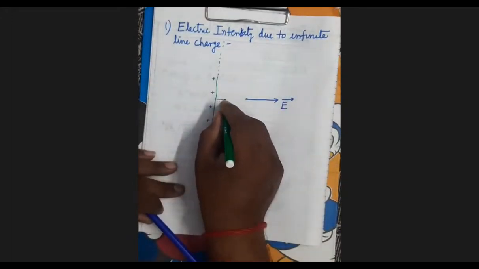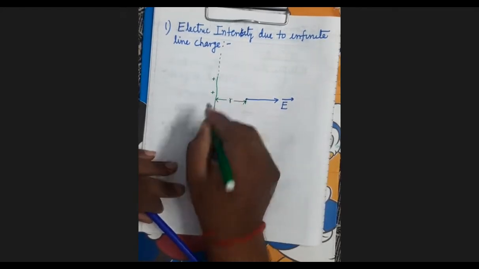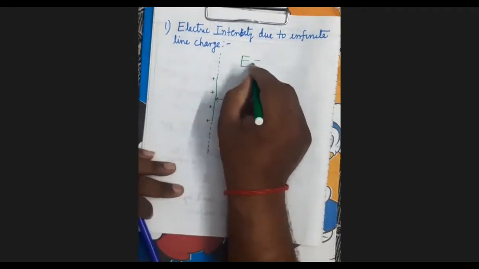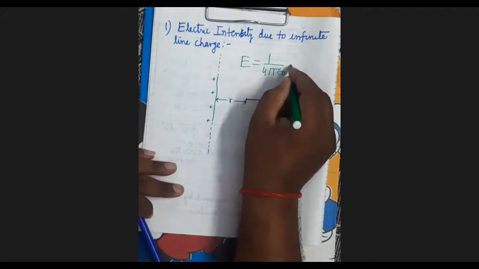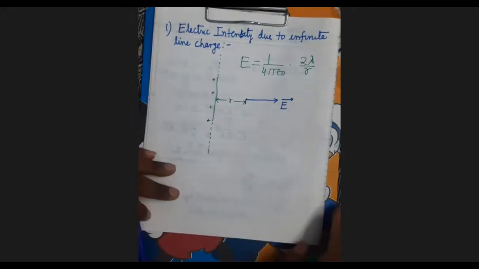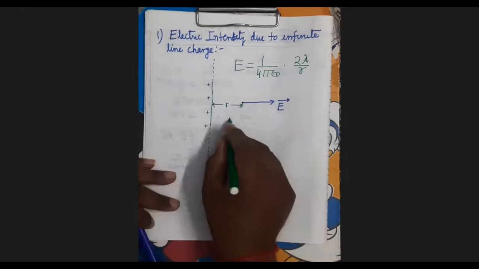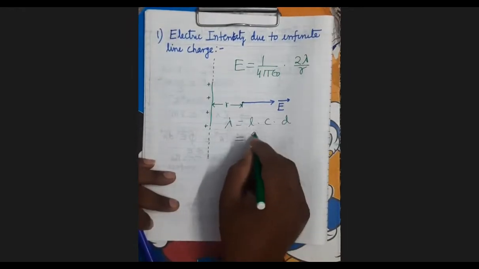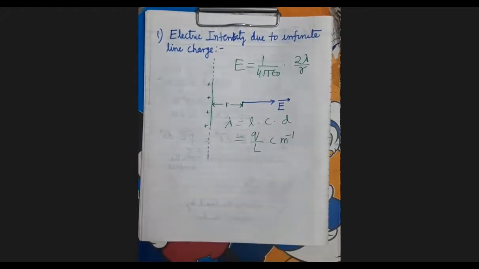If we take the distance of this point from the line charge as small r, then the electric intensity E equals 1 upon 4 pi epsilon naught into 2 lambda upon r. Lambda is the linear charge density, that is, charge per unit length. The unit will be coulomb per meter.